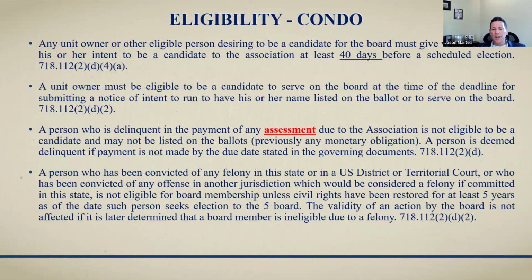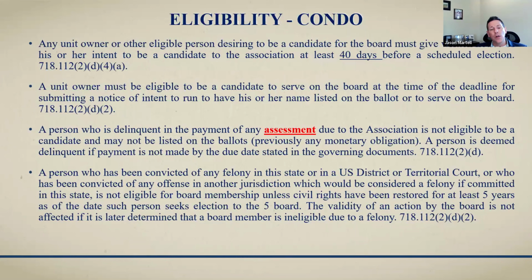The last bullet point here is pretty interesting. Hopefully it's a situation that doesn't pop up for your community, but it does come across my desk quite a bit, so it's worth discussing. A person who's been convicted of a felony in Florida or in another jurisdiction, let's say in Georgia, where we here in Florida acknowledge that to be a felony, can't serve on the board unless the civil rights have been restored for at least 5 years. Okay, so felony in Florida, all right, or maybe felony in another jurisdiction where we here in Florida say, yeah, we agree. We also define that as a felony. Civil rights have to be restored for at least 5 years.